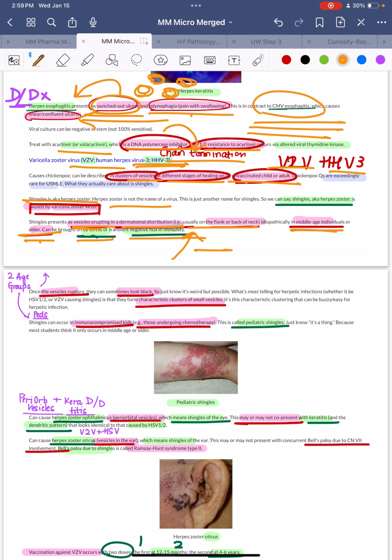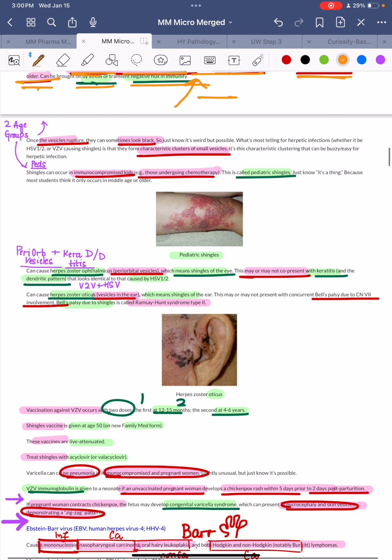So herpes zoster is not the name of the virus. The name of the virus is basically varicella zoster, but the name of the disease that is caused by varicella zoster virus is basically shingles or herpes zoster. So the diagnosis is shingles or herpes zoster, but the disease is varicella. The viral infectious agent is varicella zoster virus or HHV3, right?